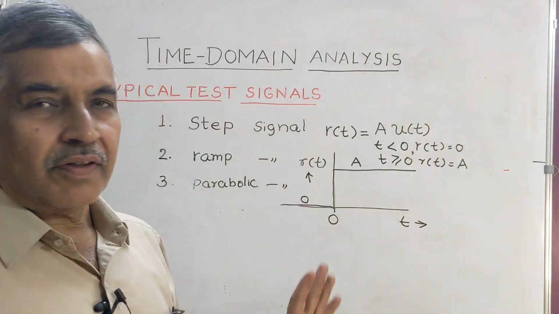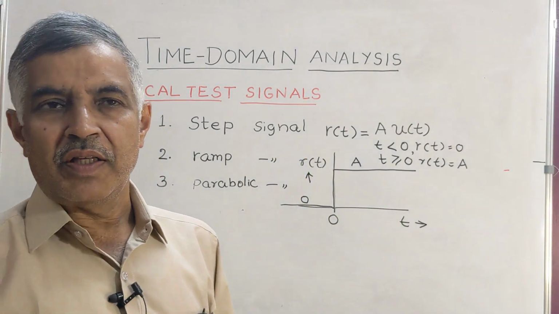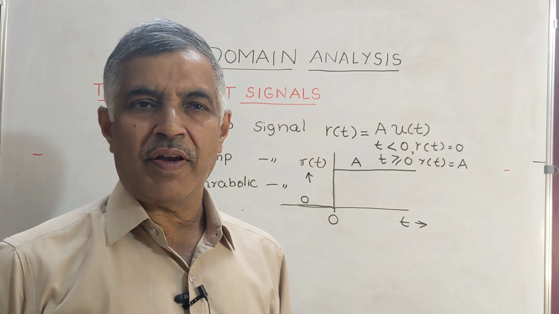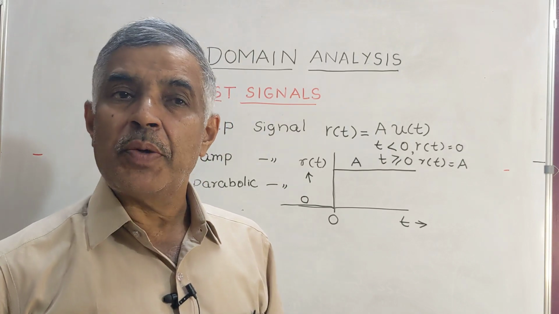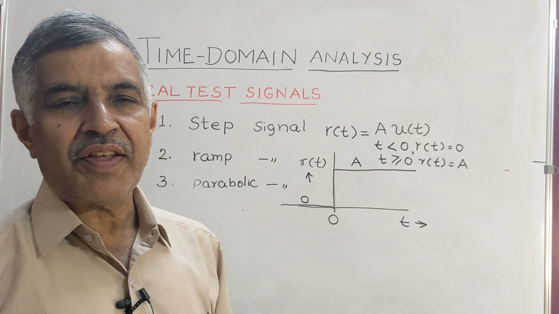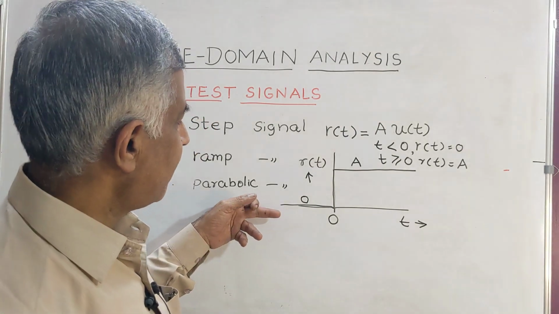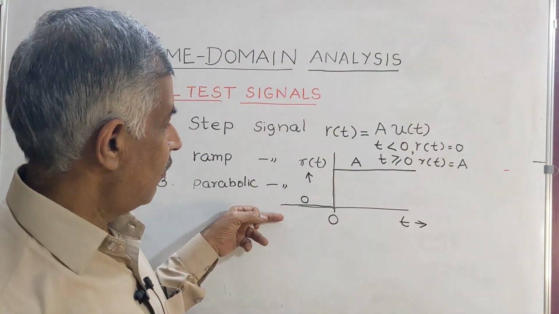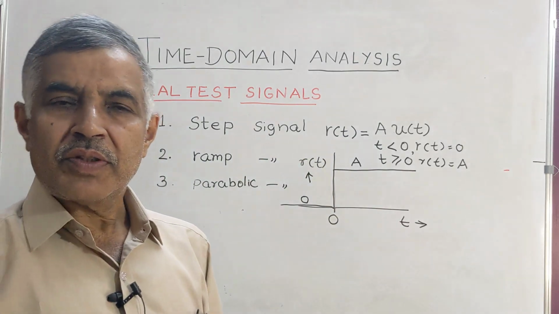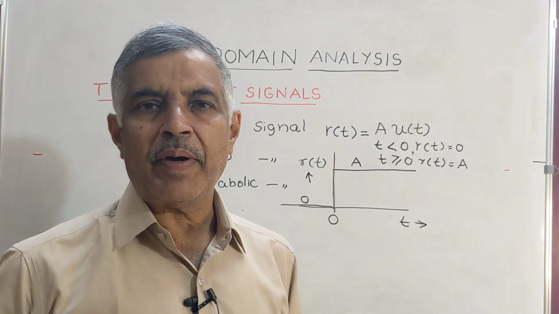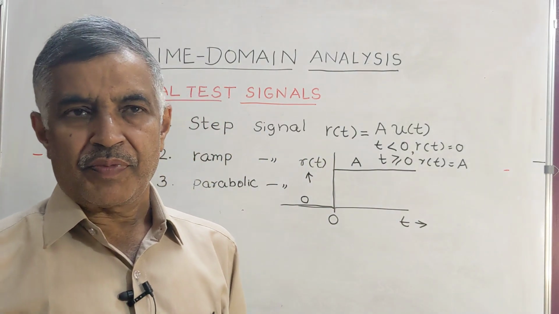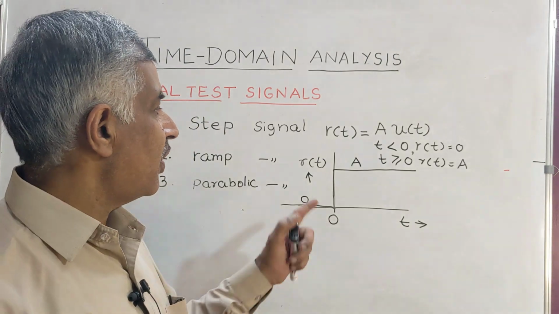So what is step signal? Step signal can be thought of as a disturbance. Why is it called a disturbance? Because there is a sudden change in the level from 0 to A. So sometimes systems are acted upon by disturbances which act instantaneously.